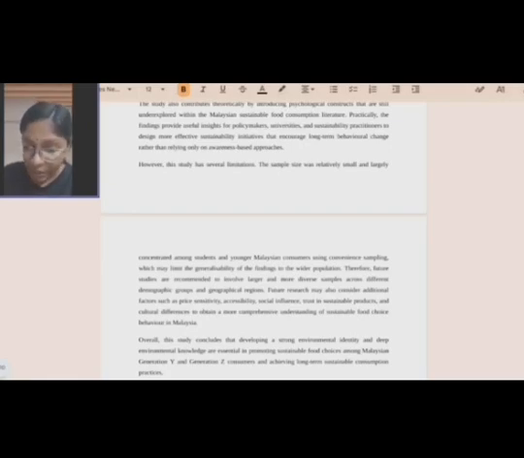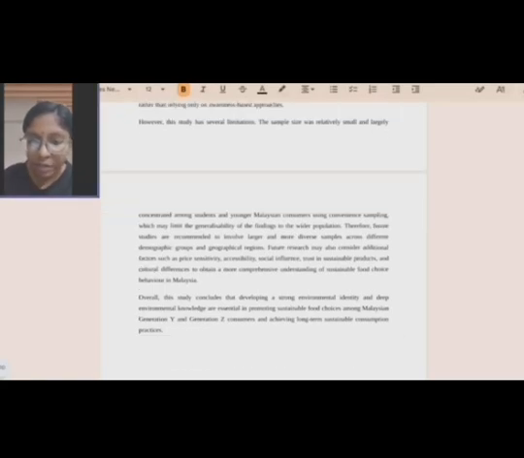In conclusion, strengthening environmental identity and environmental knowledge is essential to encourage long-term sustainable food consumption among Malaysian Generation Y and Z consumers. That's all for me for the conclusion part.